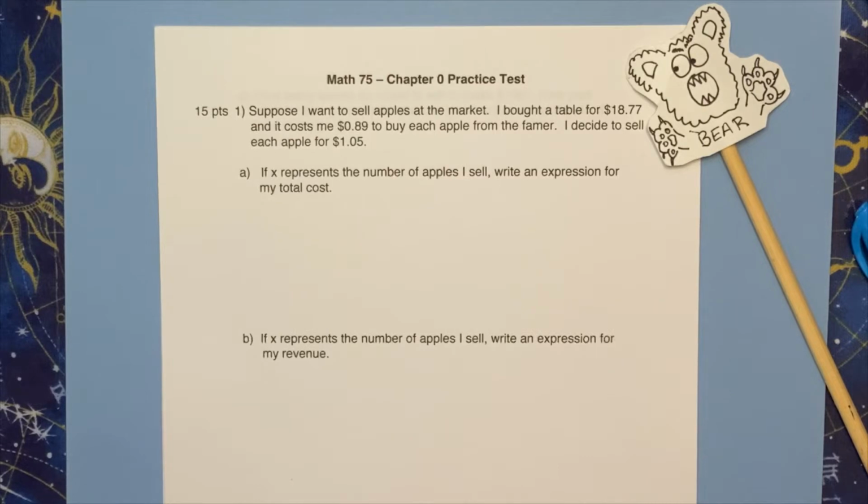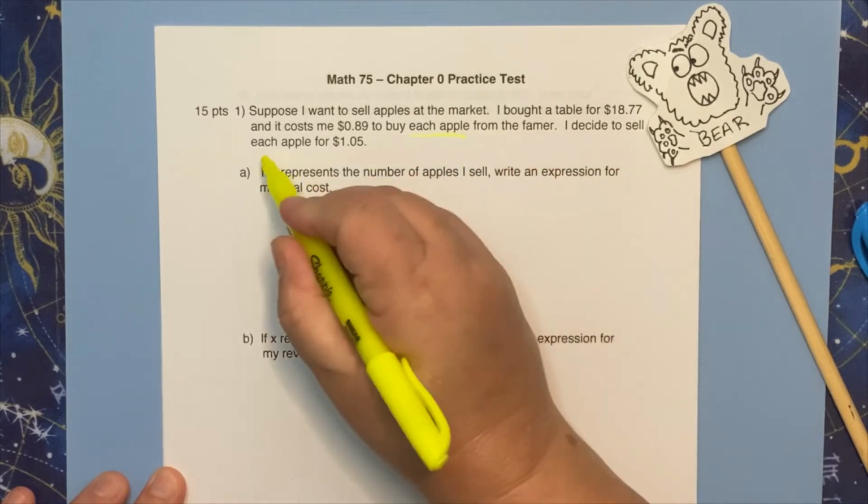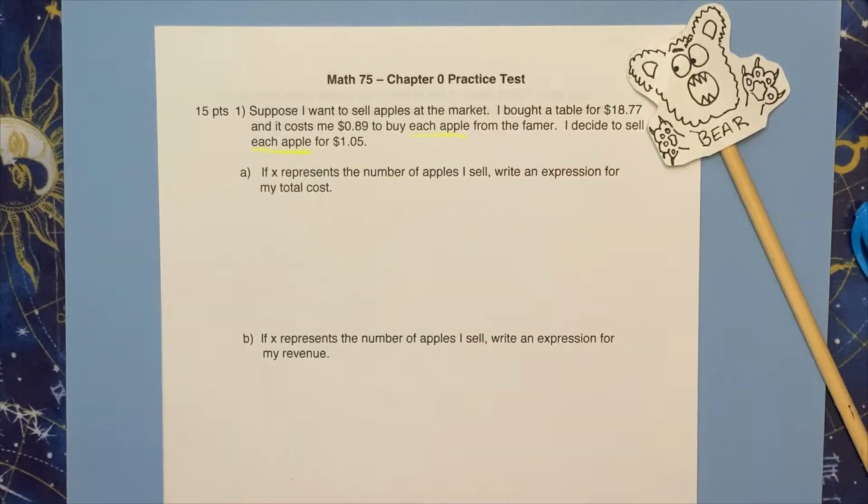So suppose I want to sell apples at the market. I bought a table for $18.77 and it costs me 89 cents to buy each apple from the farmer. I decide to sell each apple for $1.05. So a couple things we can talk about. Anytime I say to buy each apple, that's going to tell me something interesting.